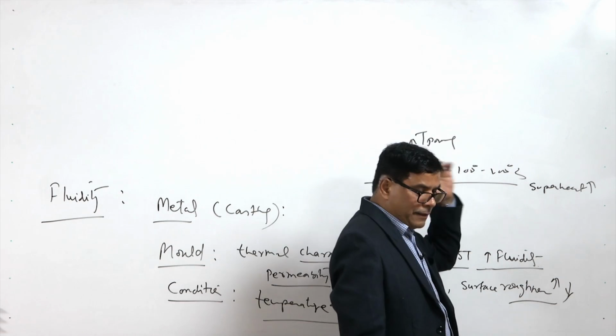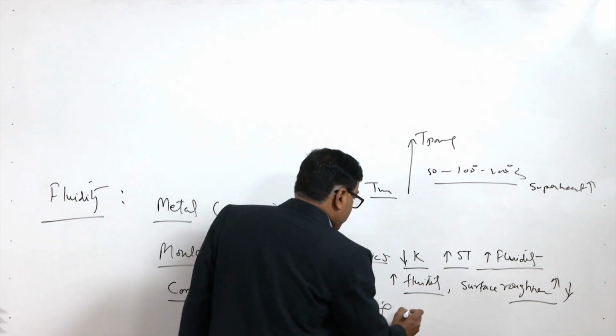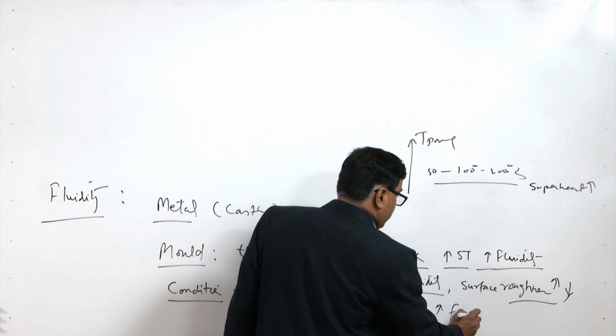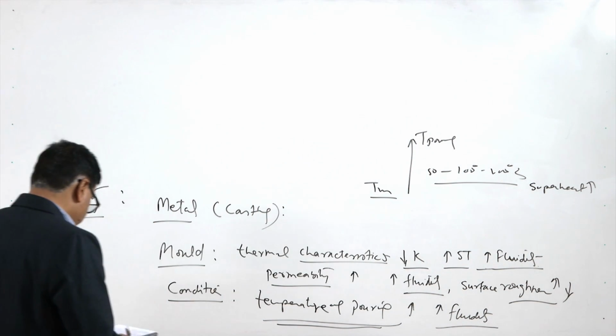So, greater will be the fluidity. So, the temperature of the pouring is important: higher the temperature, greater will be the fluidity of the molten metal. So, this is how we can say.